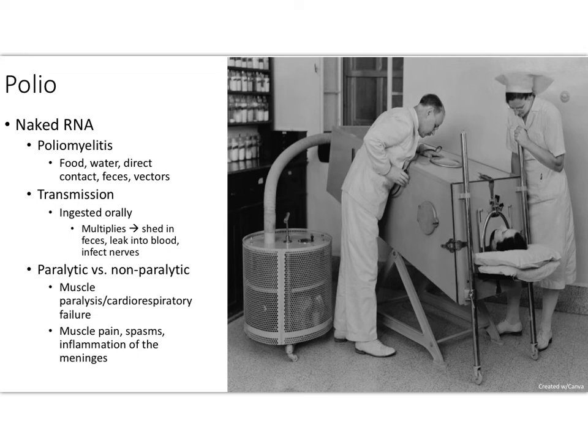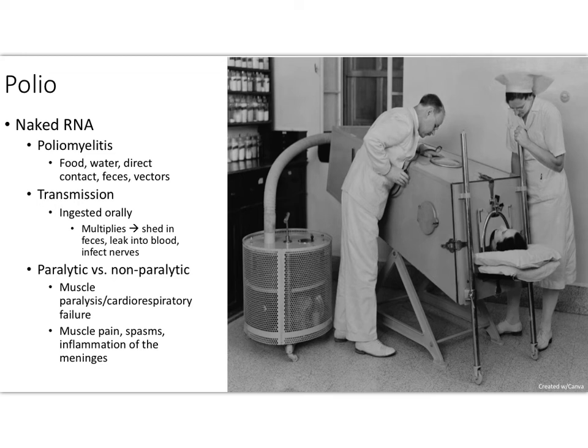In addition to potential things like muscle paralysis and cardiorespiratory failure, oftentimes people with polio, especially the worst cases of polio, will develop muscle pain, spasms, inflammation of the meninges, and just in general have a really rough course of the disease that many people don't actually end up surviving if it gets to be this bad.